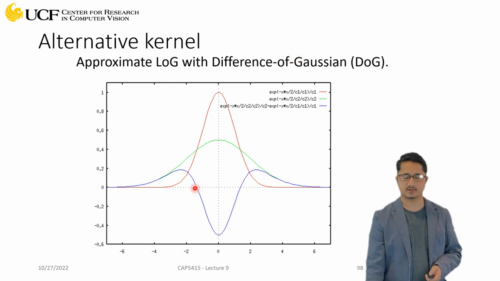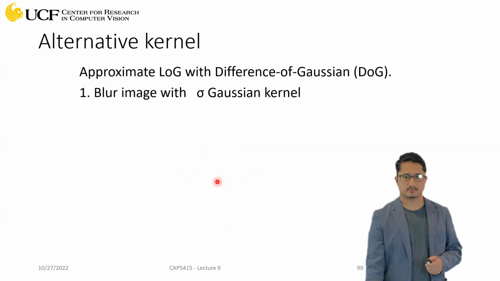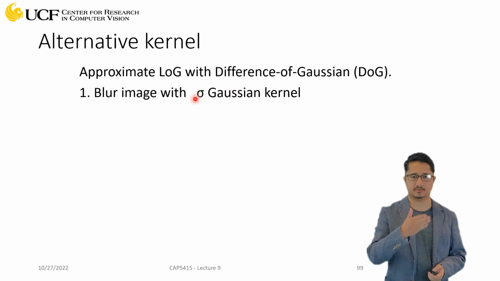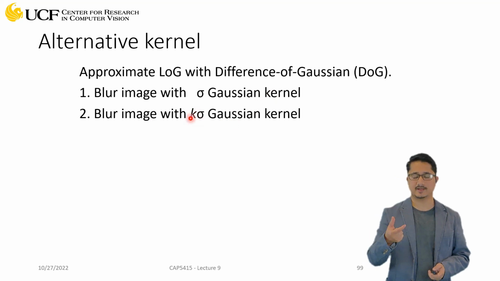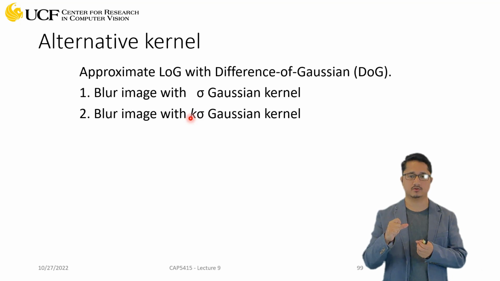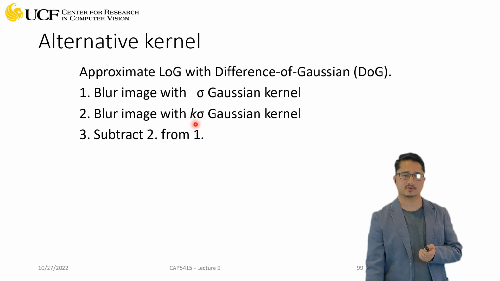All right, so let's see how we can use this difference of Gaussian. What you do is you first blur your image with a Gaussian kernel with a standard deviation of sigma. So this is the pre-processing step. Then you again blur your image with a different Gaussian kernel, which is k times sigma. So k is your scale factor, how you are varying the standard deviation of your Gaussian kernels. And then you simply subtract 2 from 1.